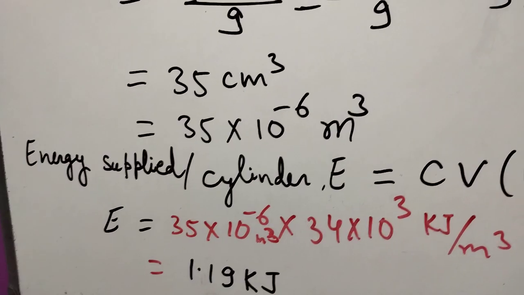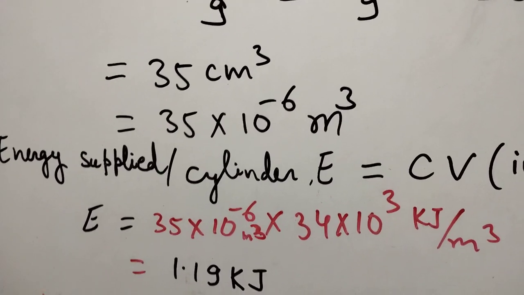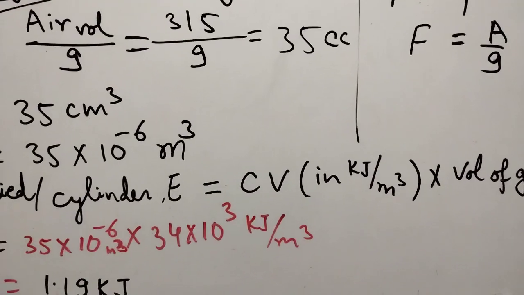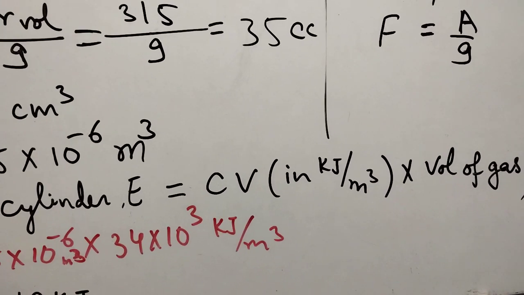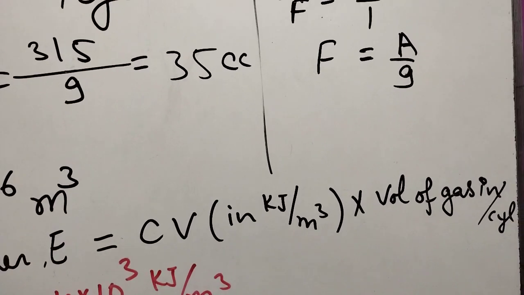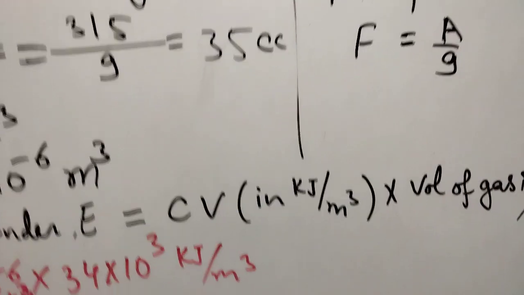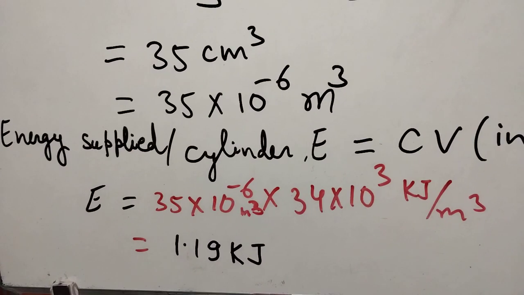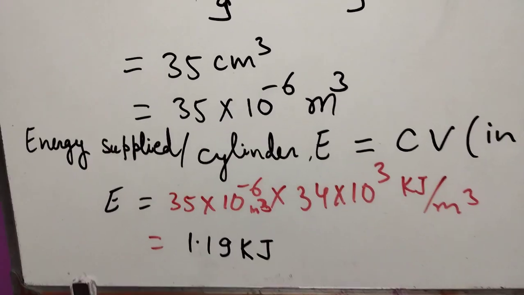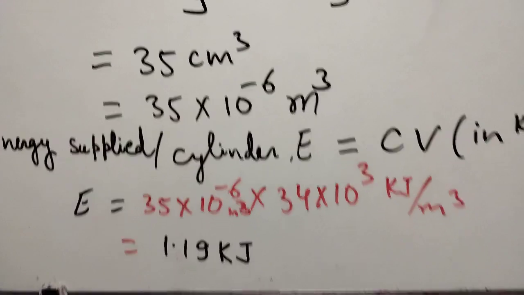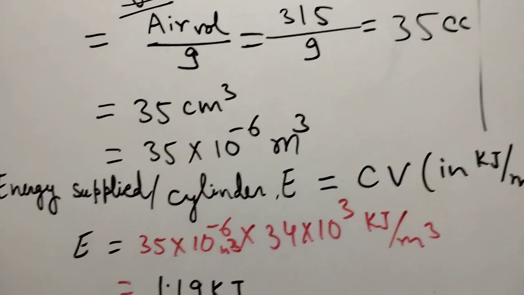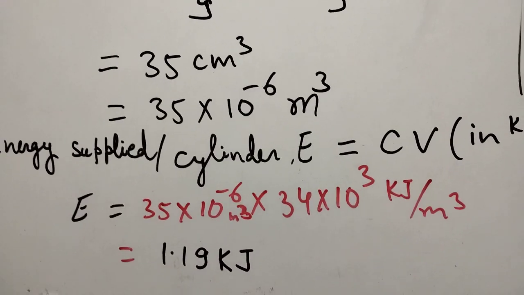We calculate the energy supplied per cylinder, E equal to calorific value Cv, which is given in megajoule per meter cube, multiplied by the volume of gas inserted per cylinder in meter cube. Therefore, the result of the energy supplied E is 1.19 kilojoule. Per cylinder, the energy is 1.19 kilojoule.